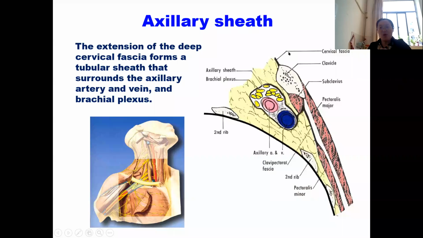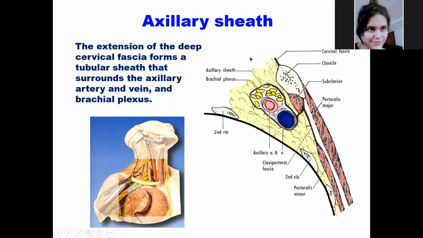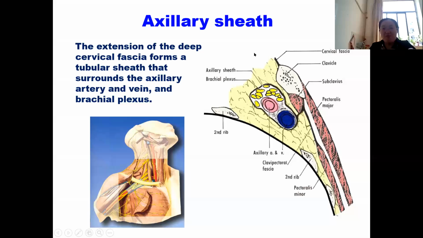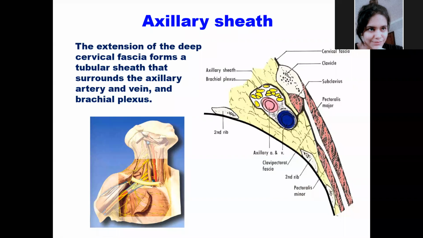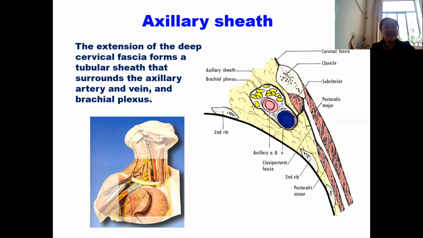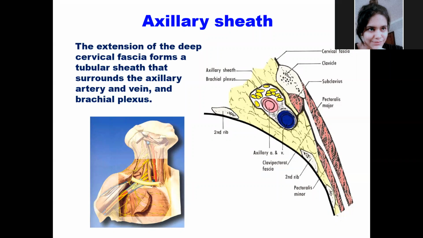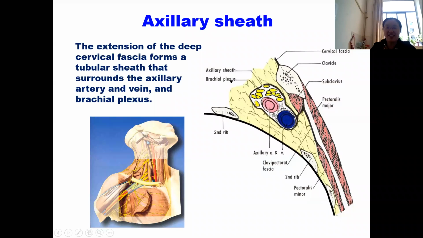Can you understand what we have talked about the axillary region? Yes, teacher. Okay. Can you briefly describe the key point for the axillary region? The extension of the deep cervical fascia that forms the tubular sheath that surrounds the axillary artery and vein, and the brachial plexus. Okay. Very good. Thank you.